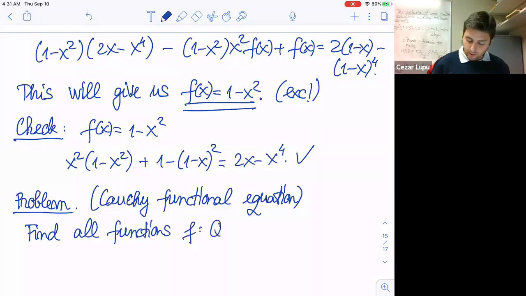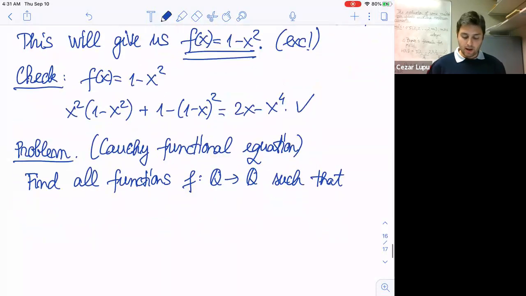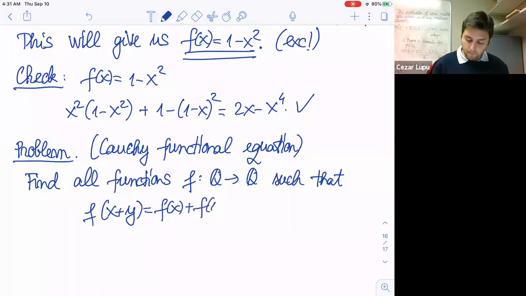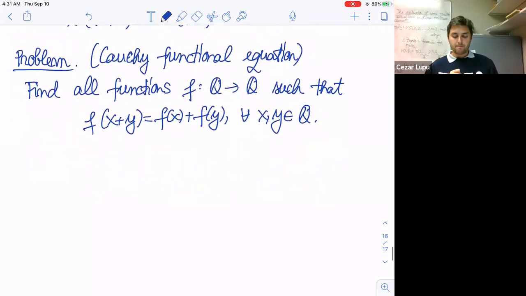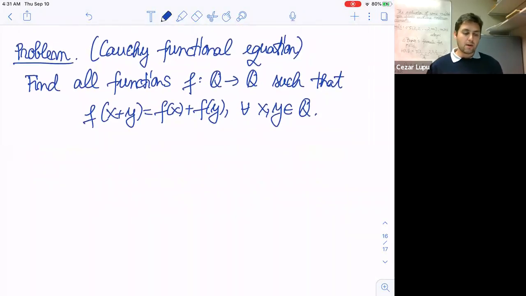f defined on Q with values in Q, on the rationals, such that this function is additive, which means f of x plus y is nothing other than just f of x plus f of y for all x, y in Q. So look at it. This is the Cauchy functional equation.